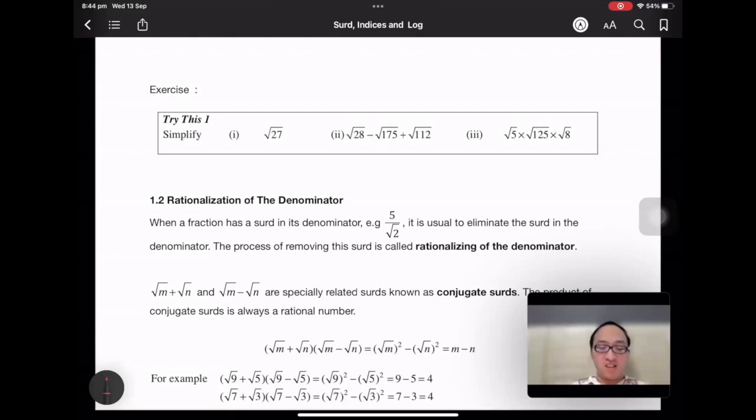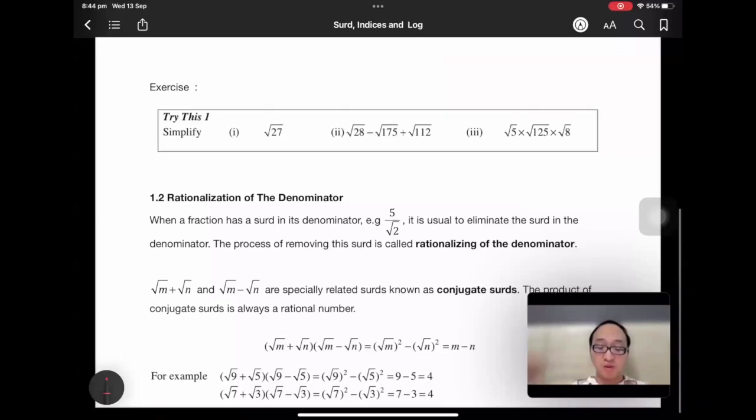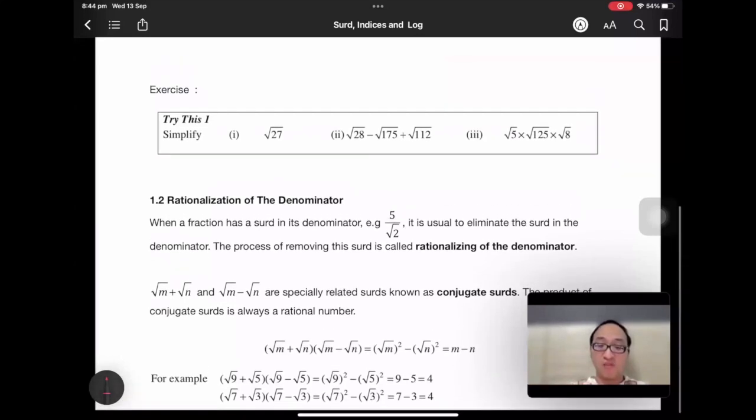Rationalization of the denominator. We cannot have the surd form in the denominator of a fraction. So that's why we have to rationalize the form, so we can have a fraction without the surd in the denominator. The point of doing the rationalization is to eliminate the surd form in the denominator.